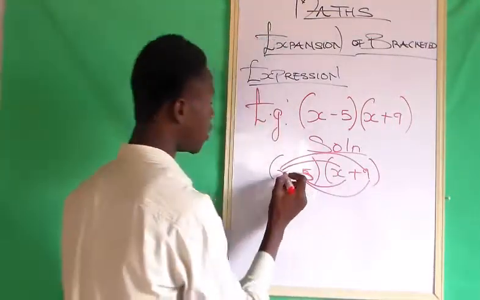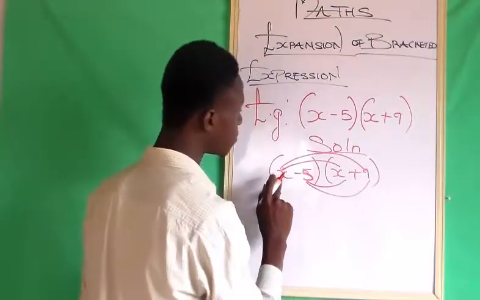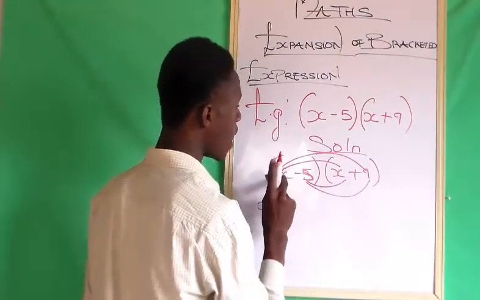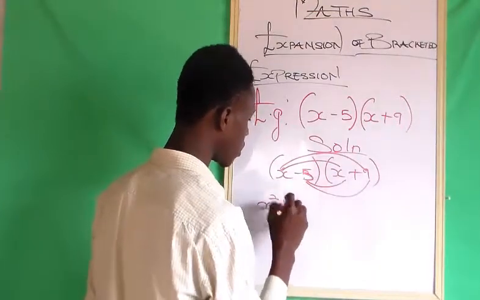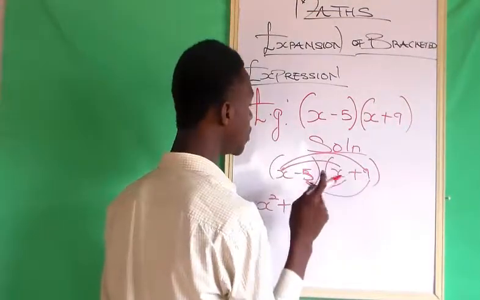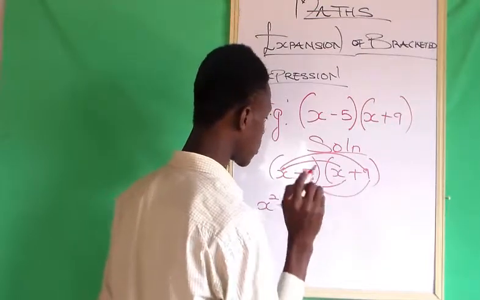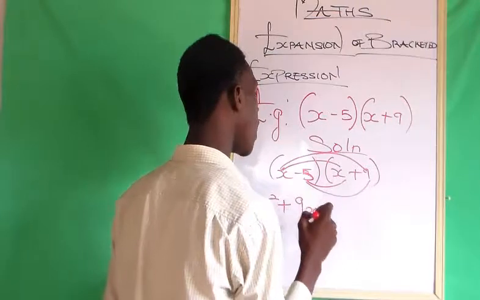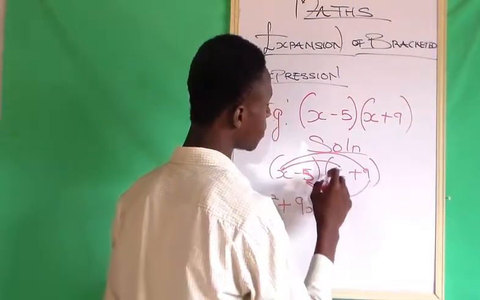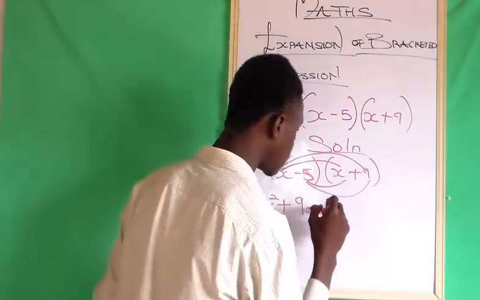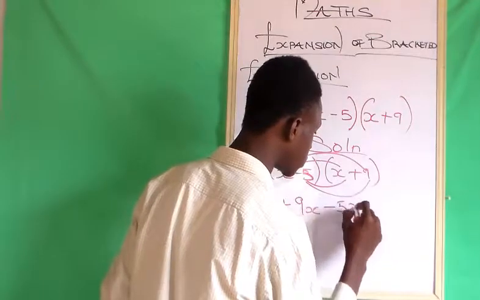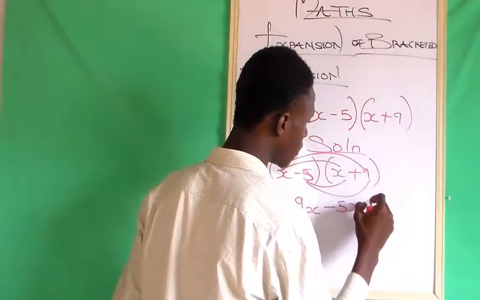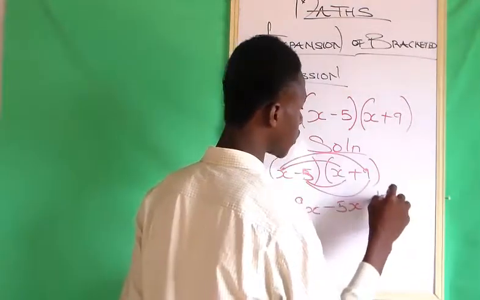Now for you to do, we have x multiplied by x, you have x squared. Bring down this sign. x multiplied by 9, we have 9x. Now with this, you see, minus 5 multiplied by x, you have minus 5x. Now minus 5 multiplied by 9, we have minus 45.